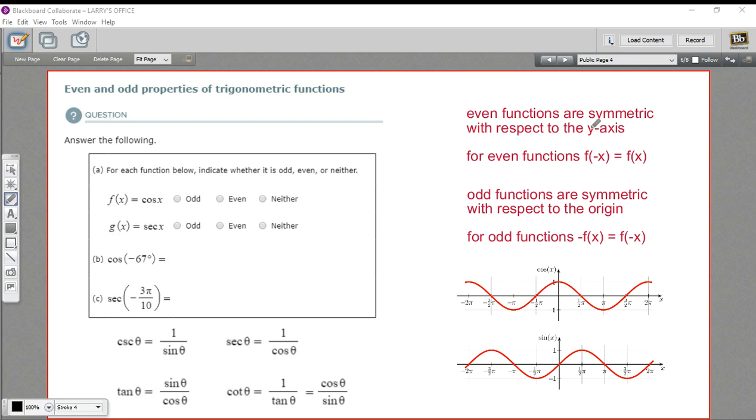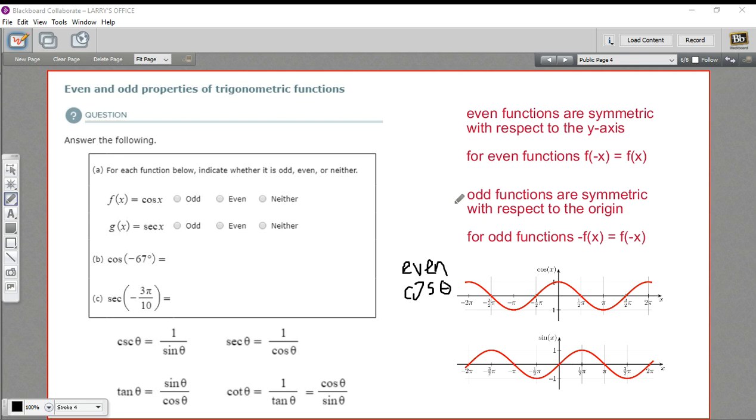Remember, even functions are symmetric with respect to the y-axis. So if you fold them over the y-axis, they should be the same on either side. And if you look at the cosine, so here's cosine. If you folded this across the y-axis, it would be exactly the same. So cosine is even. If you look at sine, it's not the case, so it's definitely not even.